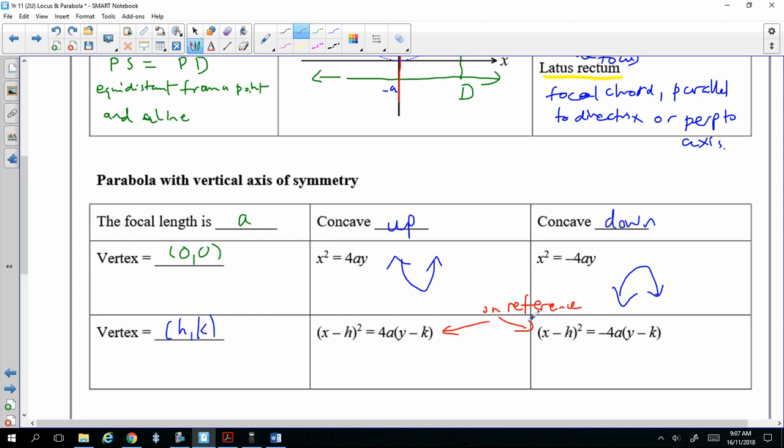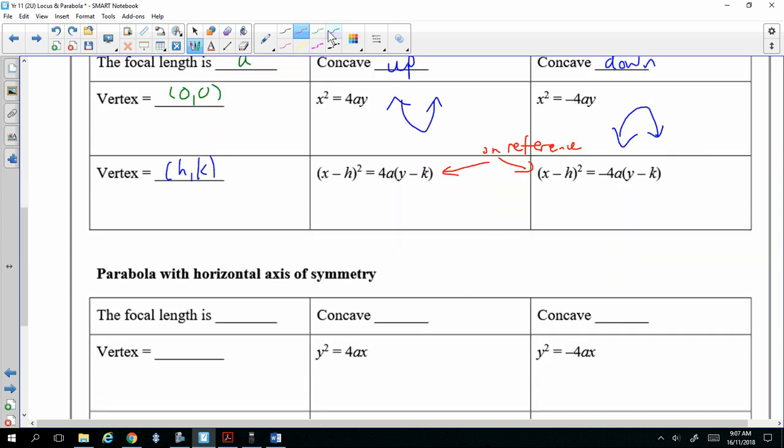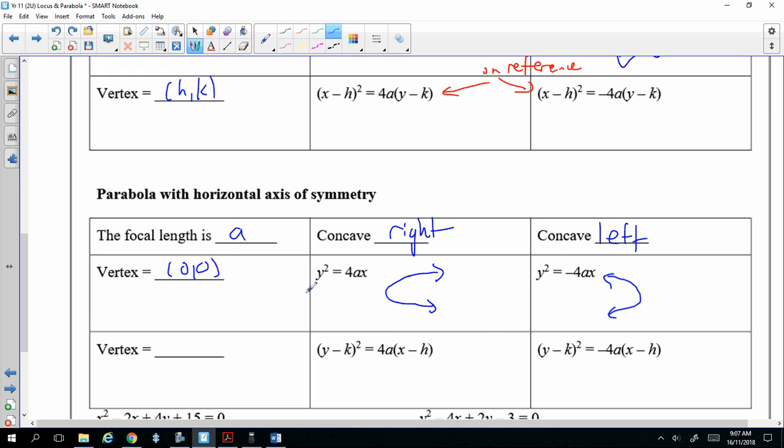So we're going to write down: focal length is a. Vertex also (0, 0) for these two. This is concave right, concave left, I guess. So we just go sideways. These are sideways parabolas. Unfortunately, these are not on the reference sheet, so you need to remember them. And this vertex is (h, k). Remember h first, and then the y value second.